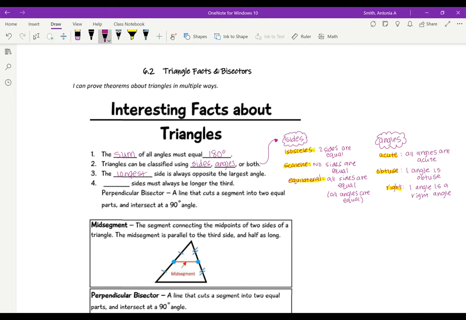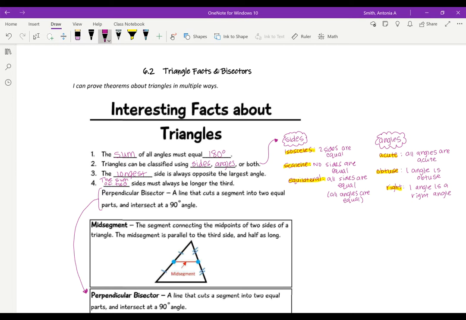Number 4, okay, the sum of 2 sides must always be longer than the third. So that space is really small, but the sum of 2 of your sides must always be longer than the third. Okay. Now this little piece right here, perpendicular bisector, is really the same thing. I think this is a typo and a formatting error. It just got repeated again. That little piece should be down below. Okay, so there's 4 interesting facts right there.